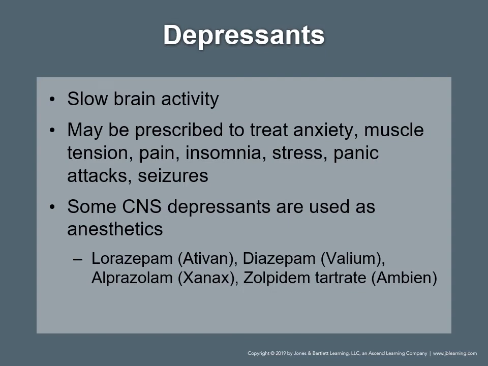Depressants, central nervous system agents that slow brain activity. They may be prescribed to treat anxiety, muscle tension, pain, insomnia, stress, panic attacks, or seizures. Some central nervous system depressants are used as anesthetics. Examples include lorazepam, which is Ativan, diazepam, which is Valium, alprazolam, which is Xanax, and zolpidem tartrate, which is Ambien.